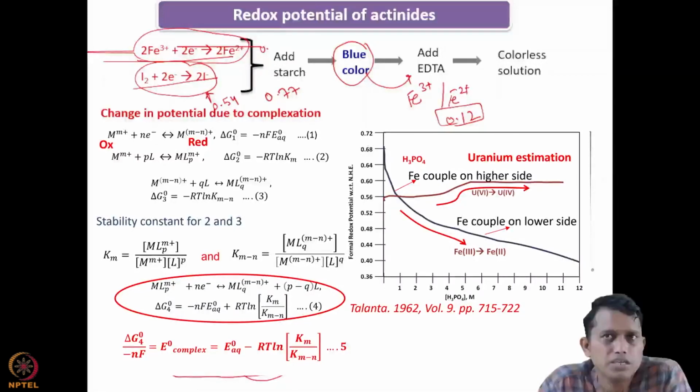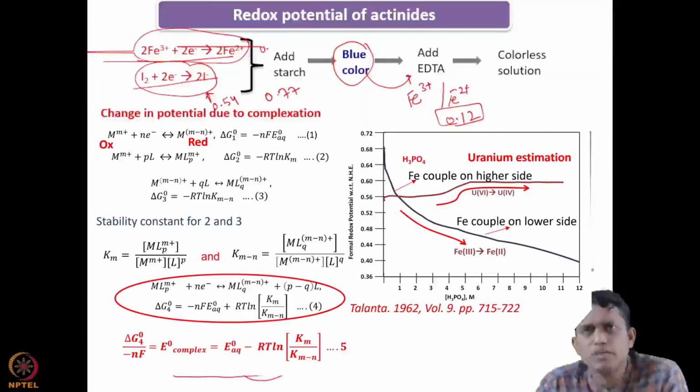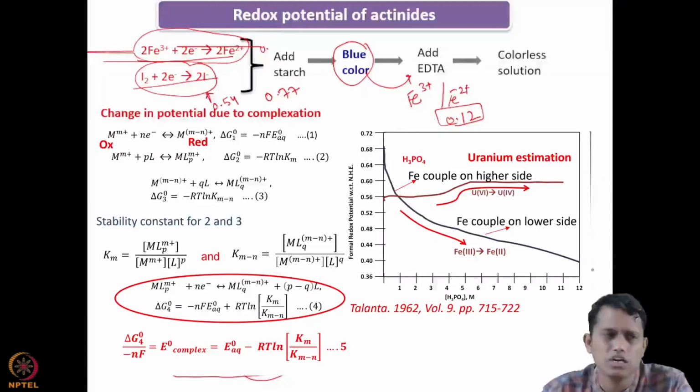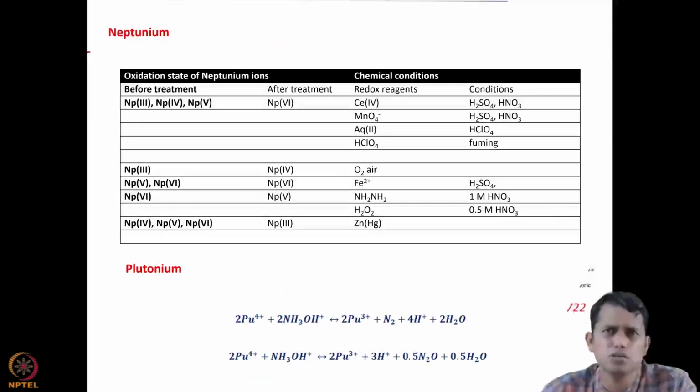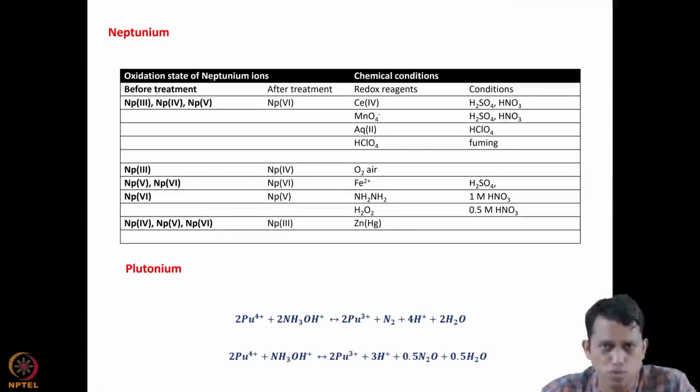And just by playing with the medium, we can play with the redox potential, and that is generally used to carry out different redox transformations, even for the actinides. But instead of metallic reducing or oxidizing agents, we mainly prefer something more organic. So hydroxylamine hydrochloride, hydrazine, or sometimes hydrogen peroxide are mostly used in changing the couples of actinides. Some of the reagents generally used for neptunium in the aqueous phase are given here, and similarly for plutonium also.